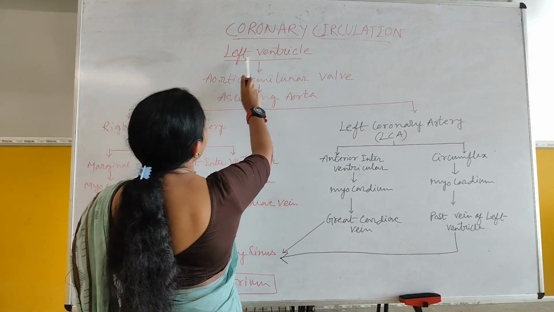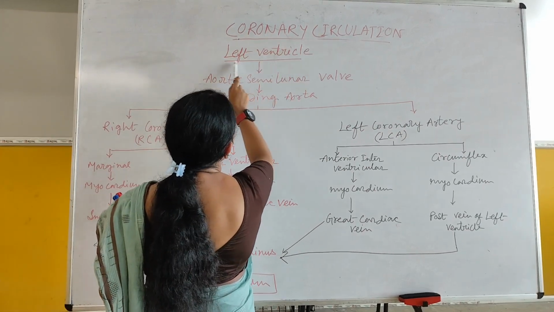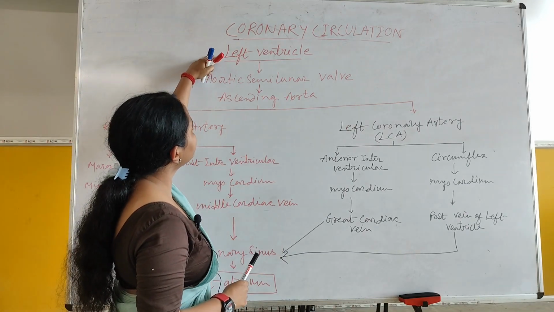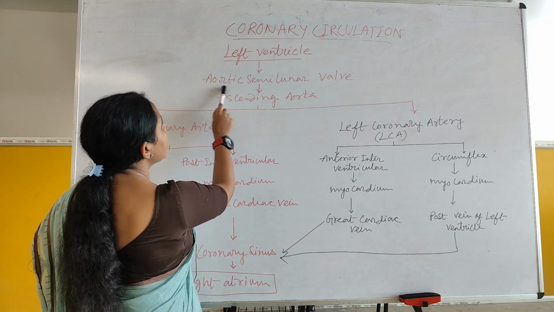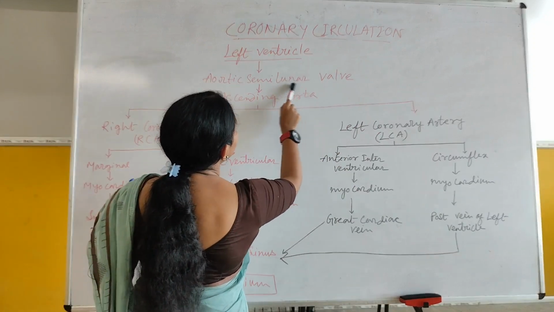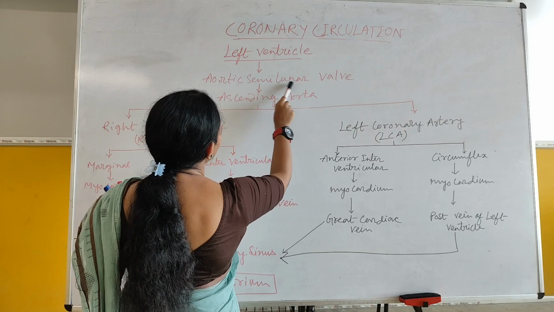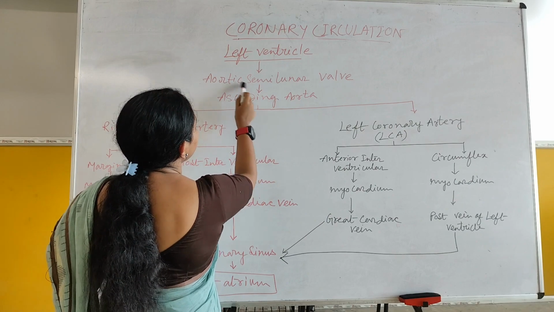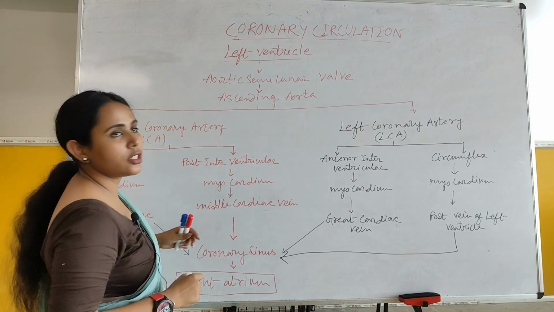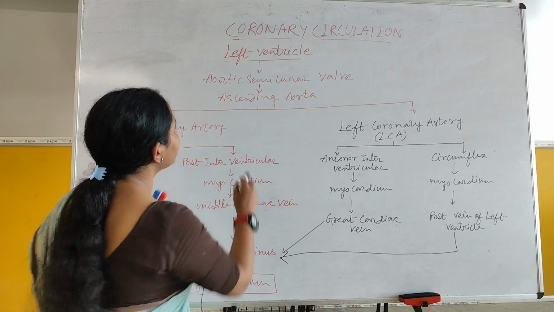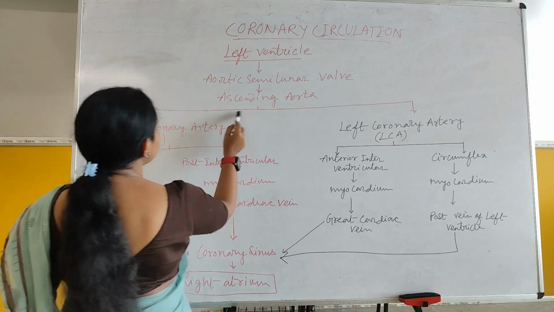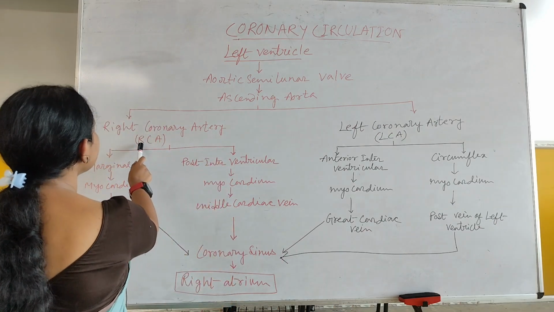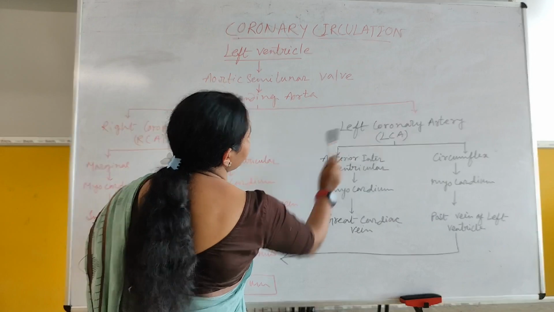Okay, now you don't feel difficulties in reading this. So firstly, what do I have here? Coronary circulation, left ventricle. Where does coronary circulation start? It arises from the left ventricle, where the aortic semilunar valve is. The aortic semilunar valve is located at the ascending aorta. Then from this ascending aorta, two coronary arteries originate: the right coronary artery and the left coronary artery.